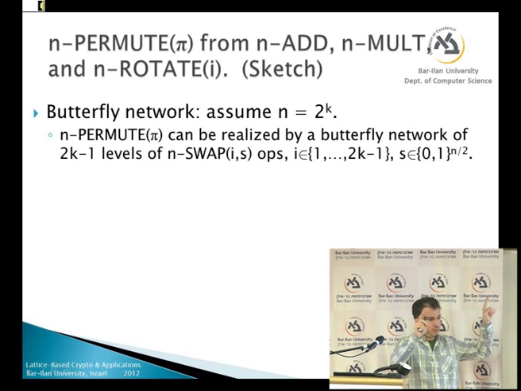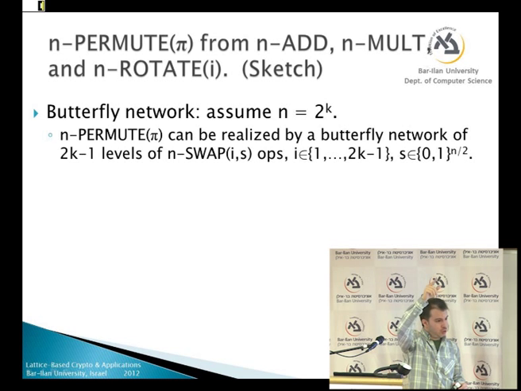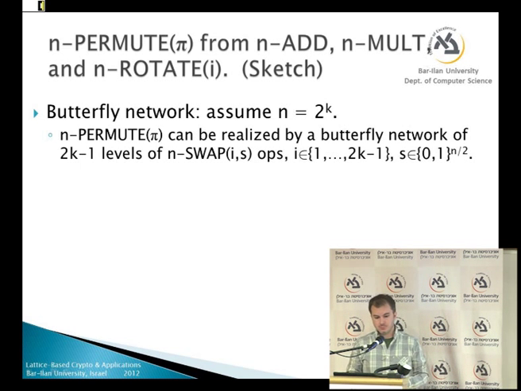On the second level, you switch or not. You have little toggles that tell you whether you switch each pair or not. But at the second level, you switch items that are distance 32 from each other, and then 16, and then 8, 4, 2, 1, and then you go back up, 2, 4, all the way back up to 64. So that's why you have 2k minus 1 levels.